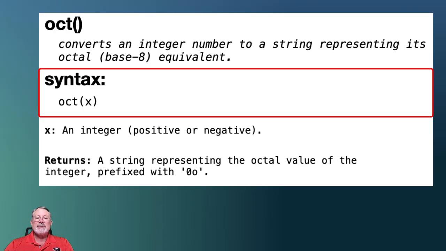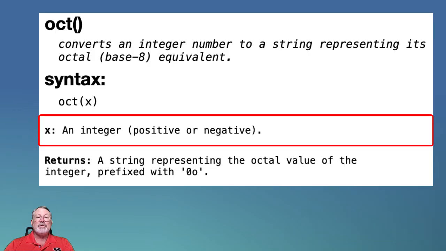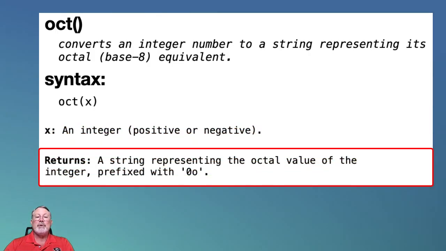Here's the syntax. The argument x is an integer that you want to convert to octal. The result is a string that represents the number in base 8, prefixed with 0o to indicate octal format.